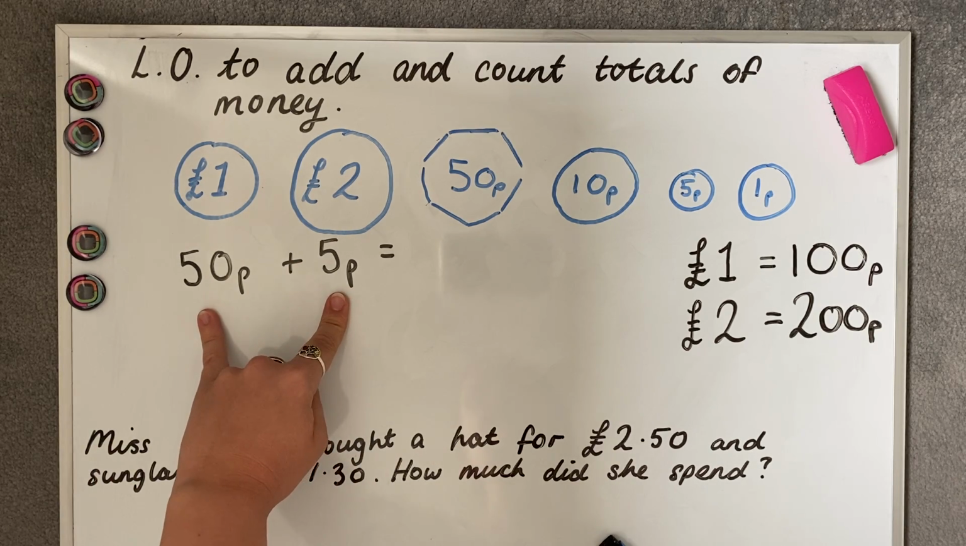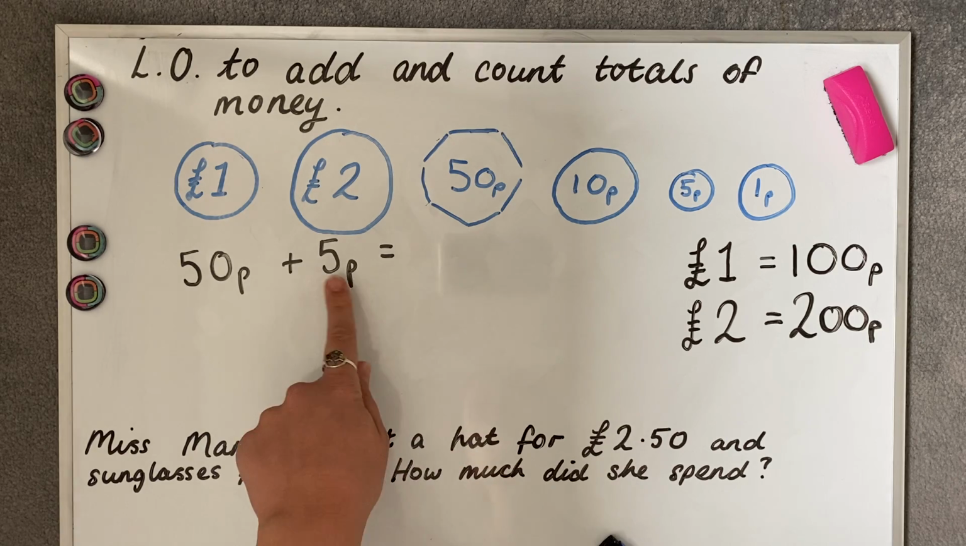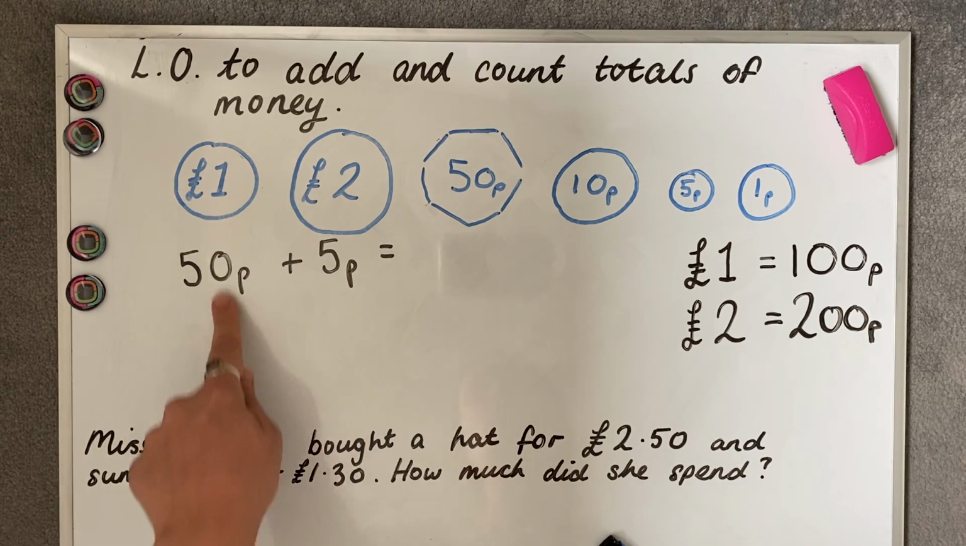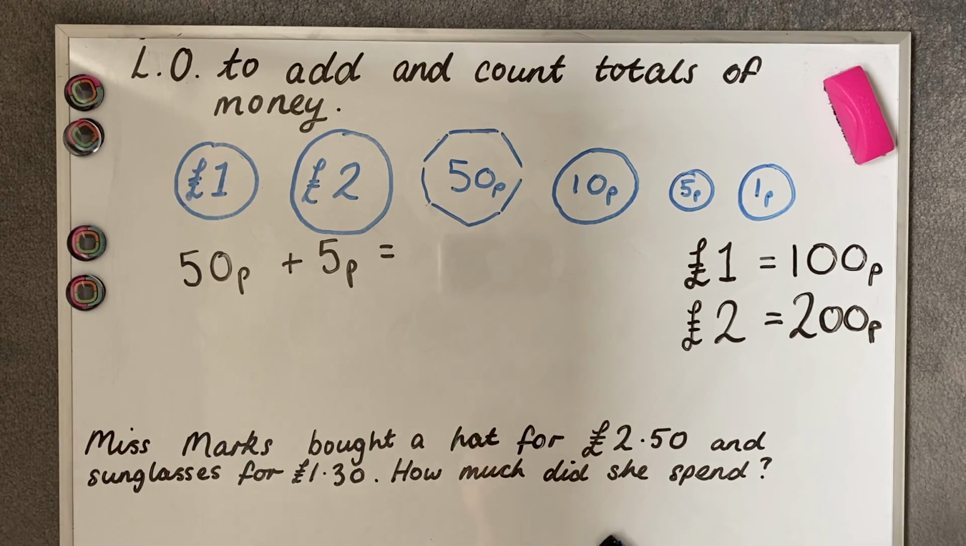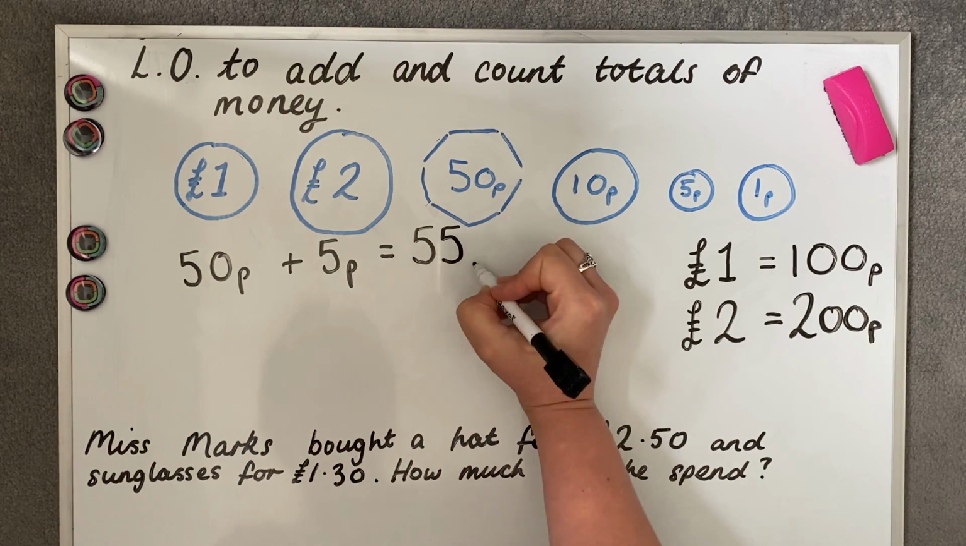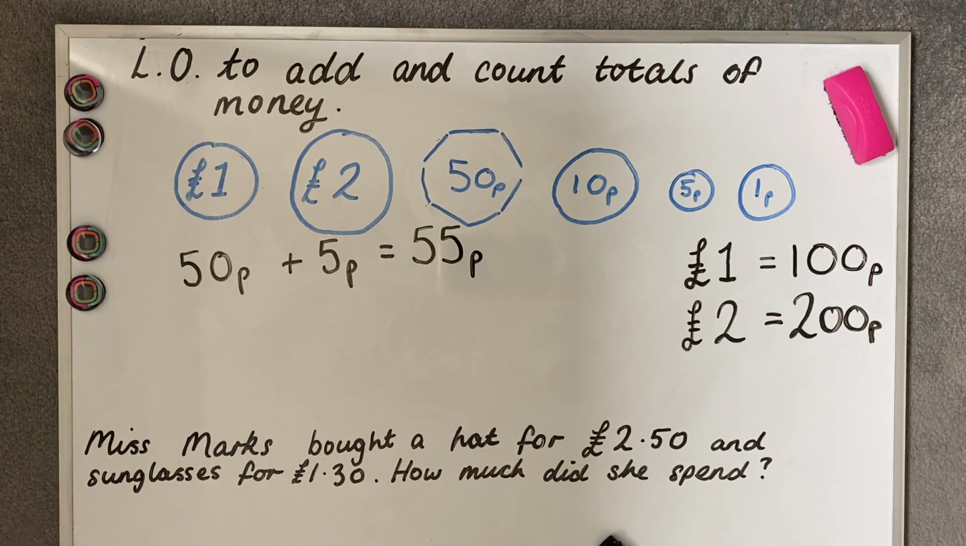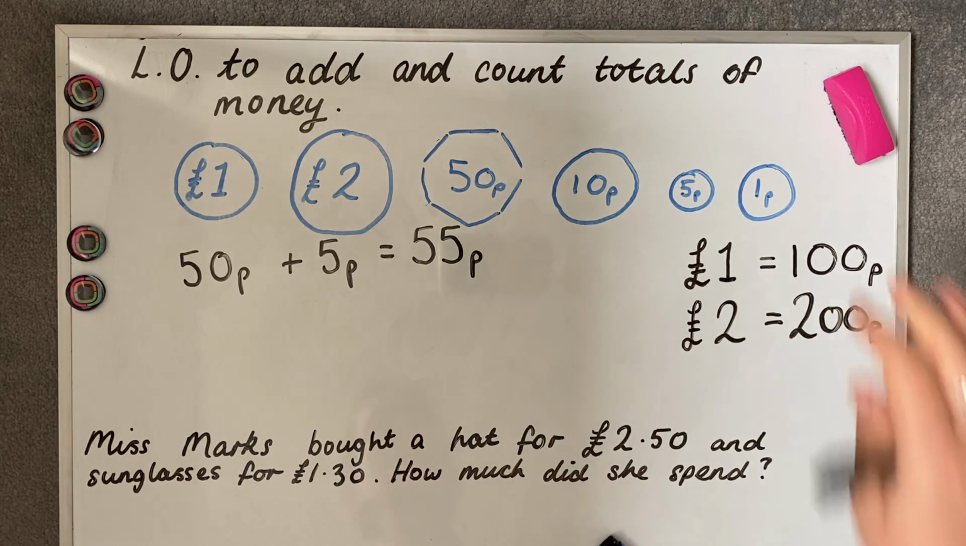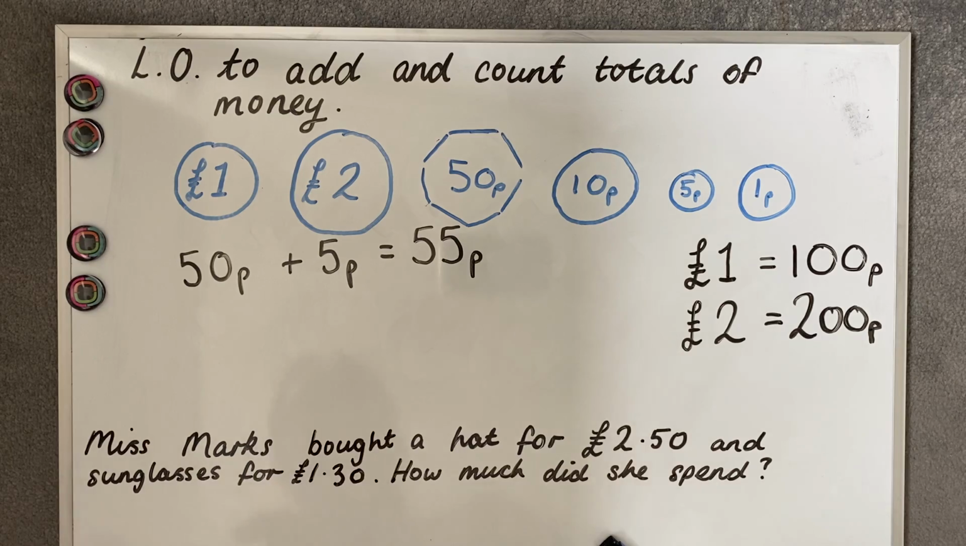It's nice and easy, isn't it? We've got 50p and we've got 5p. Add them together. You can either count it on in your head, or you can add on the 5 into the units column using your place value, and that will give us 55p.